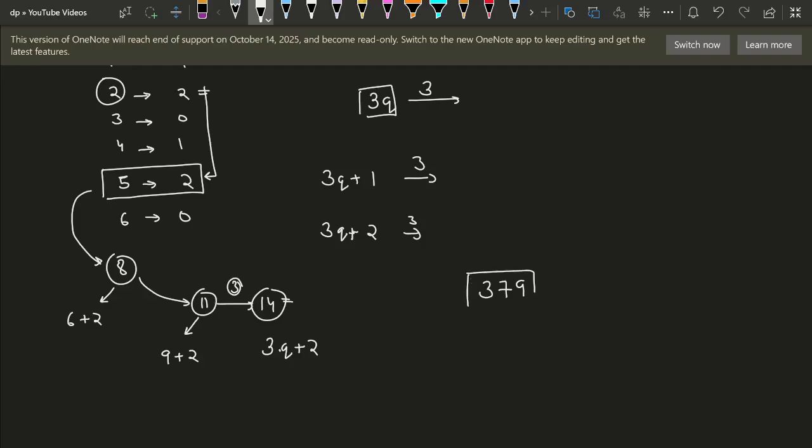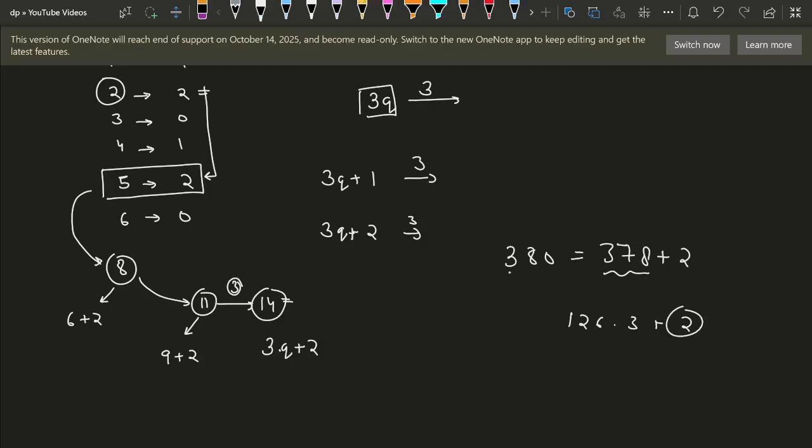So if we take the case of 379 or 378, I don't know which is that. I think 380 should be that. So 380 can be written as 378 plus 2, and 378 can be written as 126 multiplied by 3, so 380 is 126 times 3 plus 2, right? So this is something that we needed to understand.